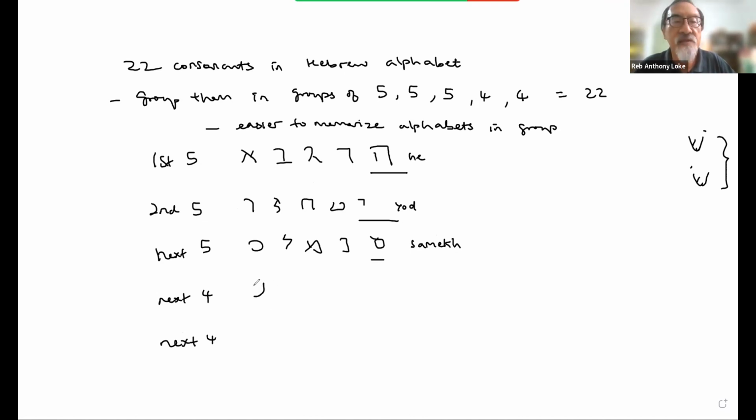Then you have Ayin, Pe, Sade, Qoph. So at Qoph, you cut it there. This is 4, and then Resh, Shin, Sin, Tau, and then you cut it here at the Tau. So 5, 5, 5, 4, 4. Okay. The reason why I do it is it's easier to memorize in groups of these letters because of the sound.